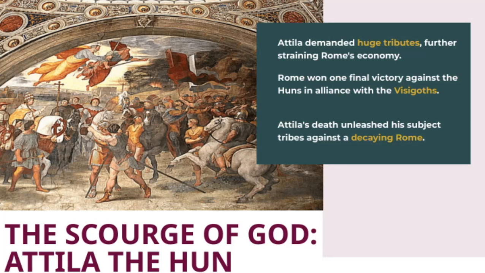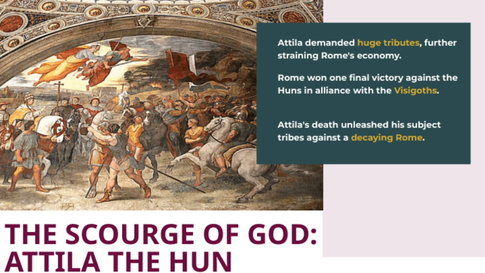Now let's talk about Attila the Hun, often called the Scourge of God, a figure whose actions truly shaped the late Roman Empire. When Attila died, his death sparked chaos among his subject tribes, who then turned their focus against a Rome already in decline. This internal unrest made Rome's position even more precarious. Despite these challenges, Rome did manage to score a final victory against the Huns, and interestingly, they did this through an alliance with the Visigoths. This alliance highlights how Rome was forced to adapt and form strategic partnerships even in its weakened state.